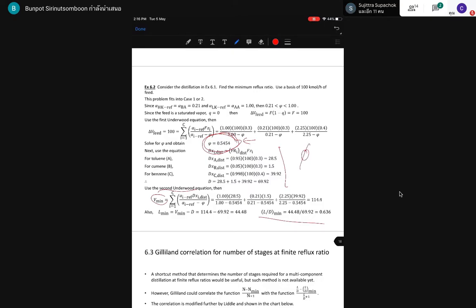But you have to make sure that the phi value is between alpha of the heavy key and alpha of the light key. The light key is greater than the heavy key. So this is important here. You cannot just believe whatever value the calculator gives you. So you have to be careful here.